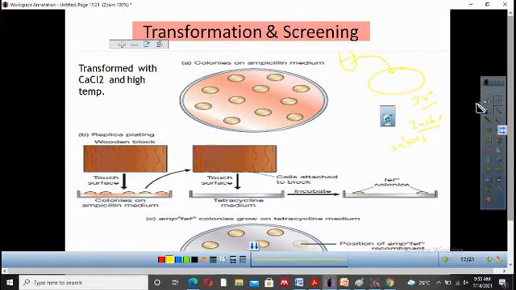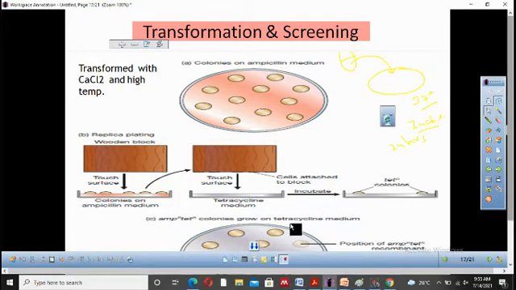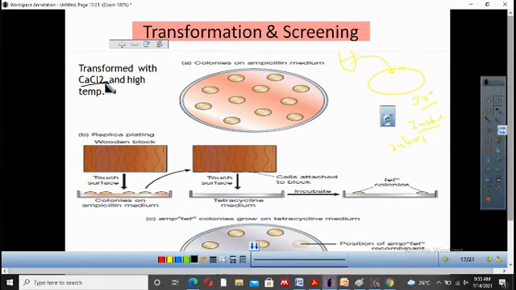For the introduction into the host cells, we require calcium chloride and high temperature, because that allows the introduction of the plasmid vector containing the DNA into the host cells.